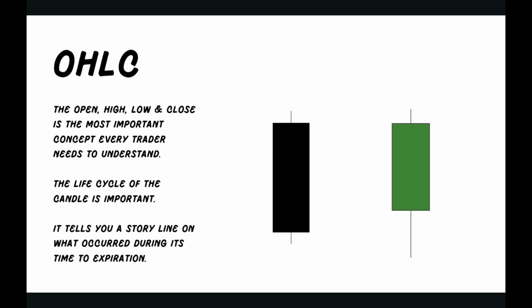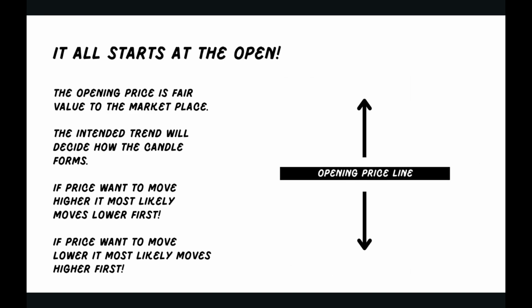OHLC, the open, high, low, and close, is the most important concept every trader needs to understand. The life cycle of that candle is important. It tells you a storyline on what occurred during its time to expiration. It all starts at the open. The opening price is fair value to the marketplace. The intended trend will decide how the candle forms.